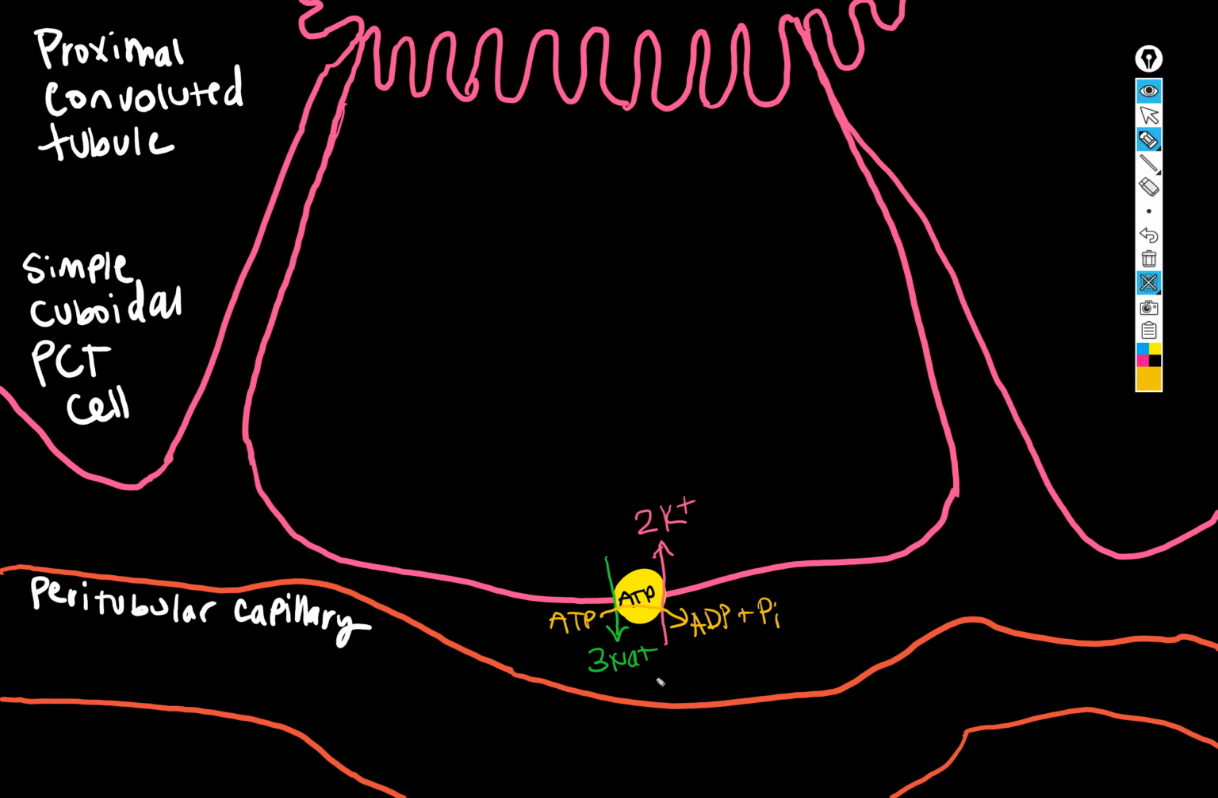So if we're always, always, always pumping it out, that's going to create a situation where the concentration of sodium inside of the PCT cell is low due to this pump. Because as soon as we get any in, we're just going to move it right back out.